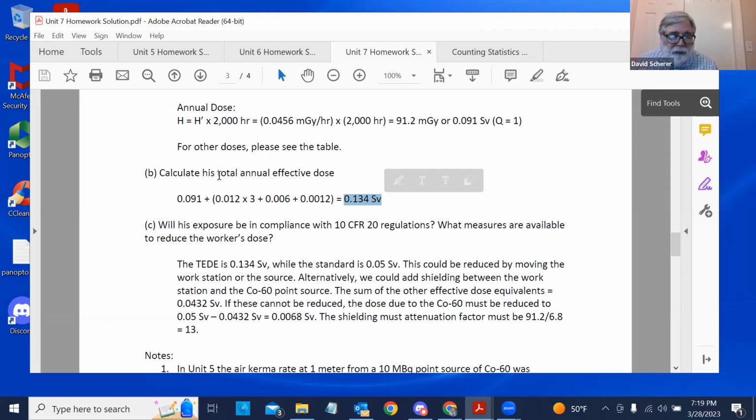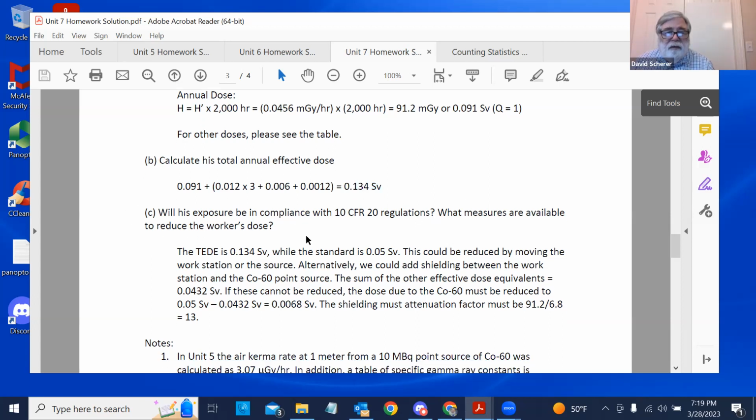This is effective dose equivalent in the NRC world. That would be 13 rem effective dose. It's above the limit. So the next question was, is it in compliance with the rules? It's above the standard for workers. So it's a problem.